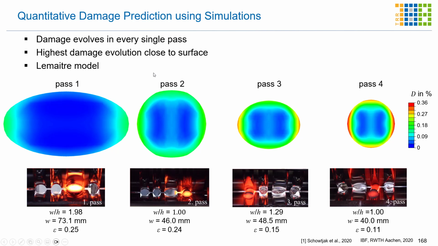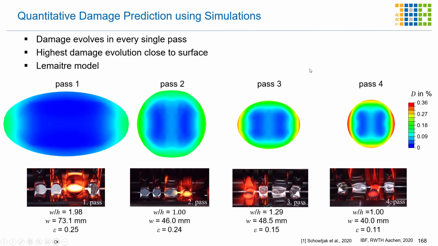For simulating this, we considered a Lemaitre damage model, and this has been calibrated with different calibration strategies. For the plastic behavior, we considered some isotropic hardening, and the flow curve was determined by some compression tests. For the damage evolution, we considered tensile tests to calibrate the relevant parameters here.